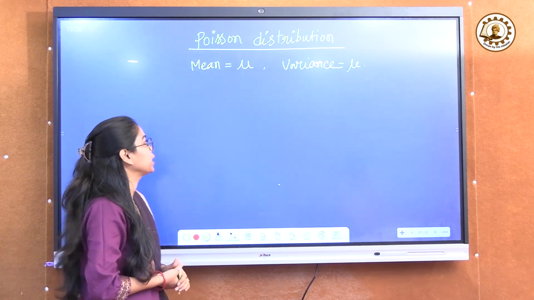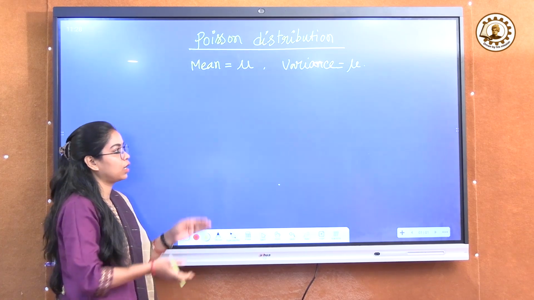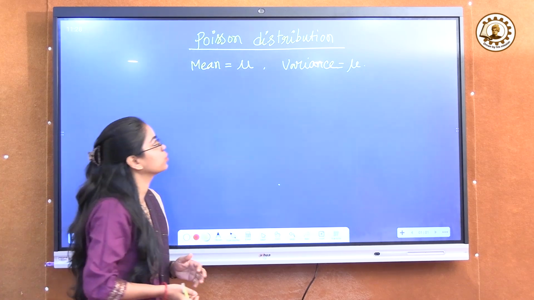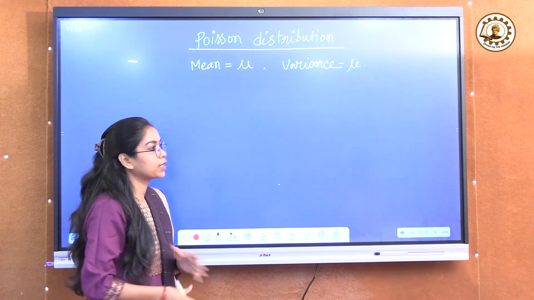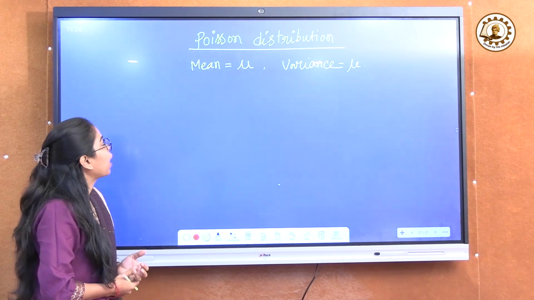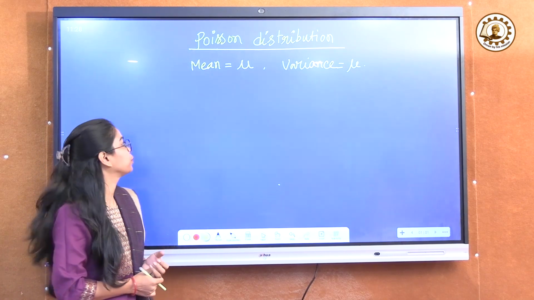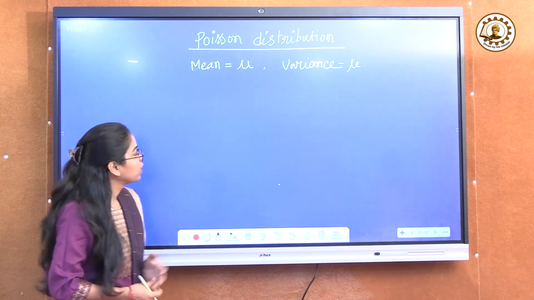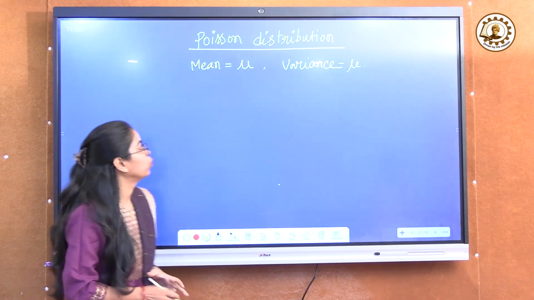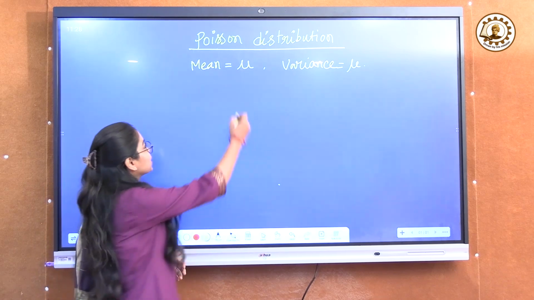Poisson distribution is a topic under the discrete distribution. Now we will prove what the mean and variance of Poisson distribution are. Mean is mu, variance is also equal to mu. What is mu? Mu is a parameter.